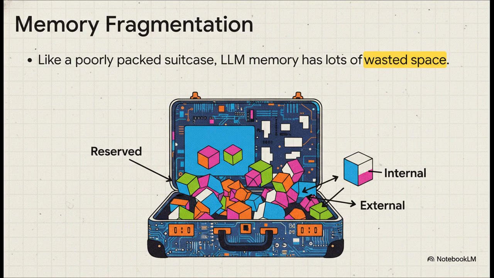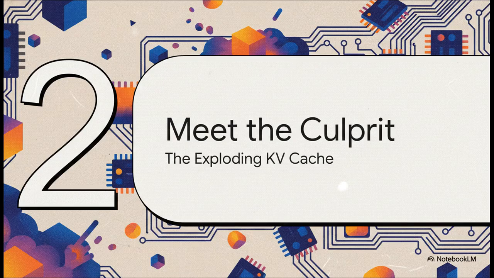Well, the exact same thing happens inside a GPU's memory. It's called fragmentation, and it's a huge problem. You end up with all this wasted space. Some of it's reserved but unused, some is inside the chunks of data, and some is between them. And here's the kicker. That messy packing job is what directly limits how many people can use an AI service at the same time. So what's making this such a mess?